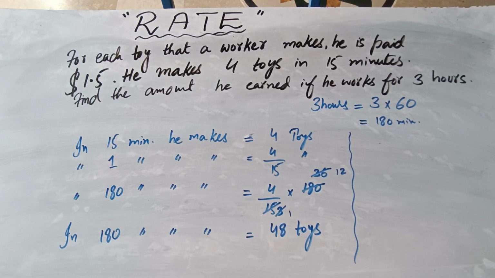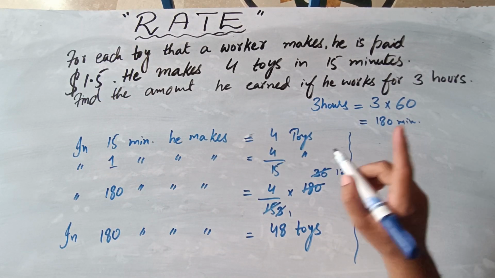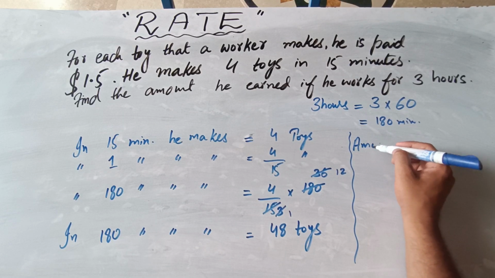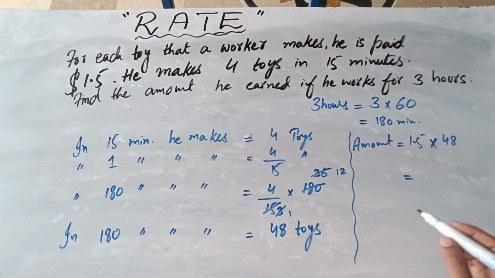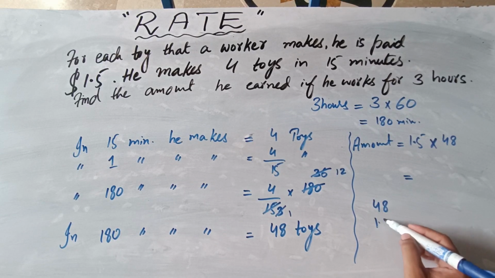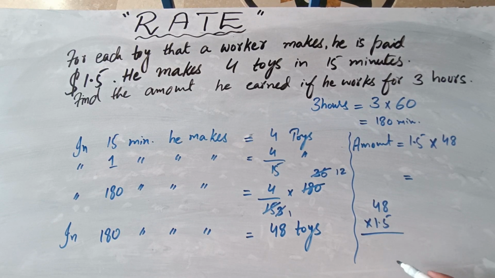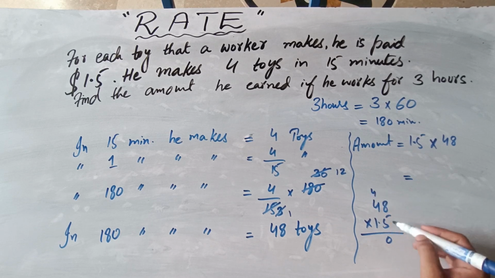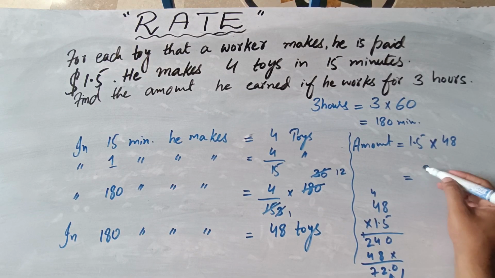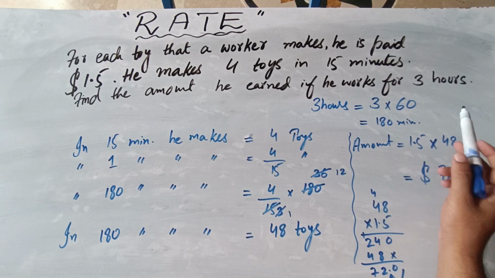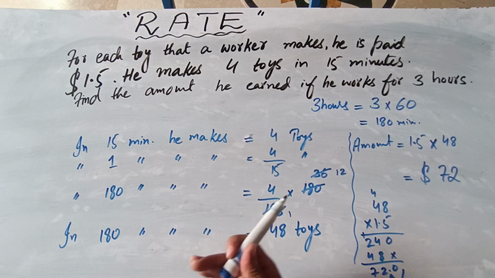Now how much amount will he receive if he is getting $1.5 for one toy? So we will multiply 1.5 by 48. It will give us how much amount he will get if he is getting $1.5 for each toy. 5 8s are 40, 5 4s are 20, 24, 8 and 4, 12, 7, decimal. So he will receive $72 if he works for 3 hours at the same rate.